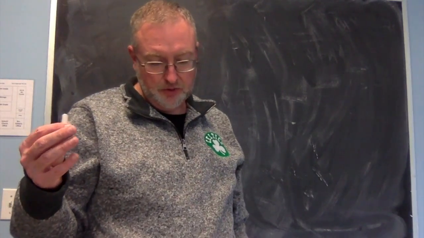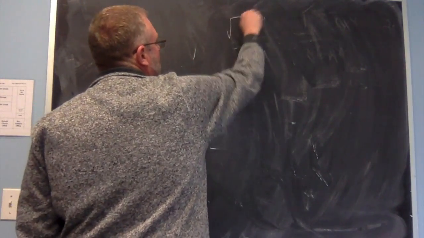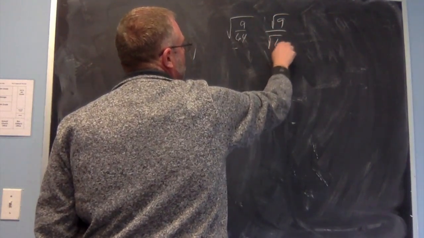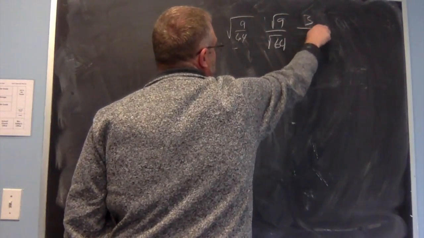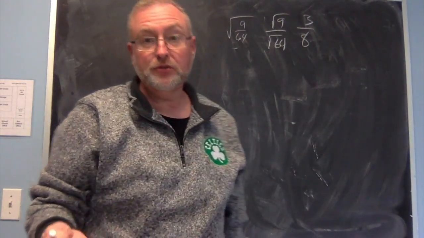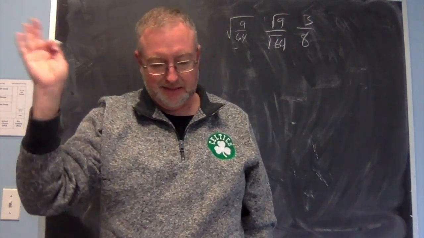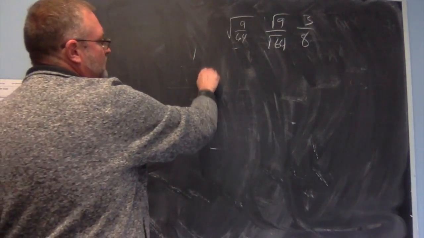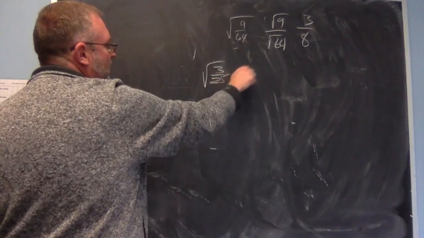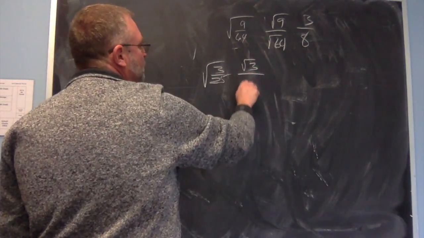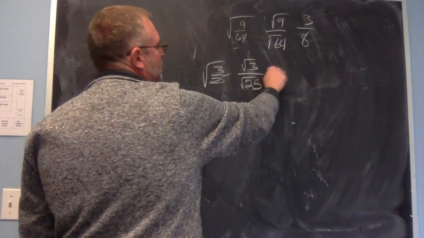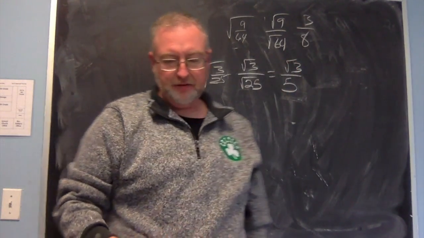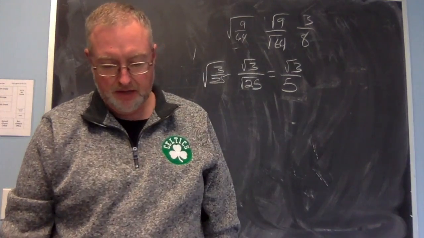So number 1 says the square root of 9 over 64, which is equal to the square root of 9 over the square root of 64. Square root of 9 is 3, square root of 64 is 8. So 3/8, right? So that one's easy. Next one is easy. Number 3, the square root of 3 over 25 is the square root of 3 over the square root of 25. The square root of 25 is 5. So the square root of 3 over 5. Or you could do 1/5 square root of 3. That's fine too.